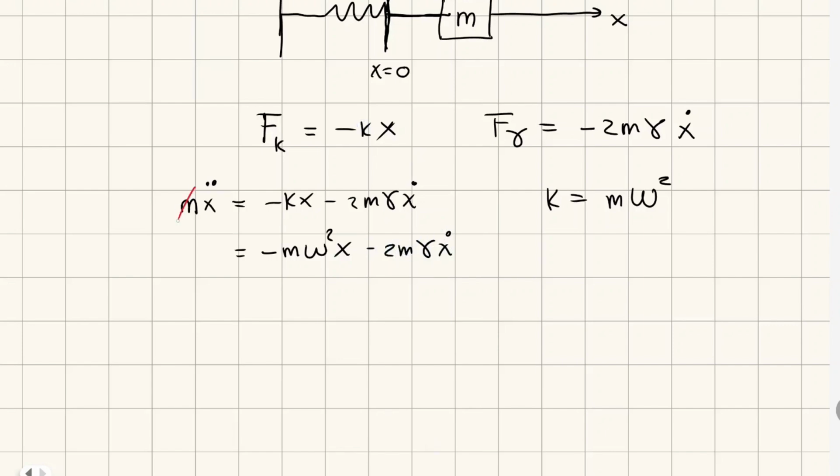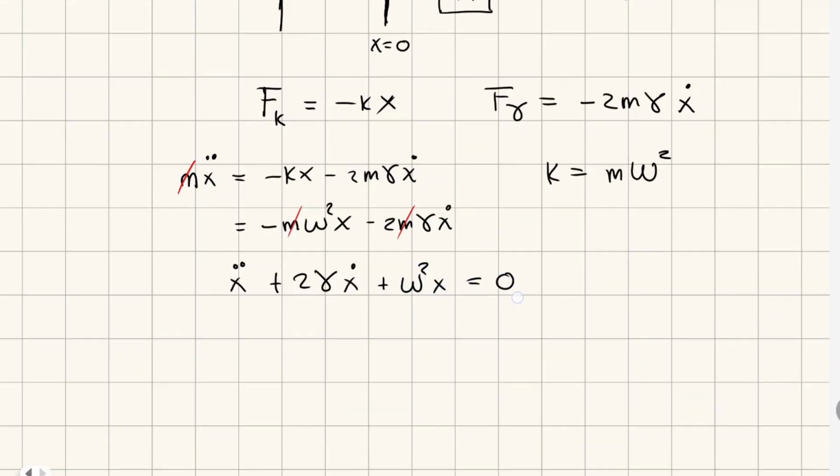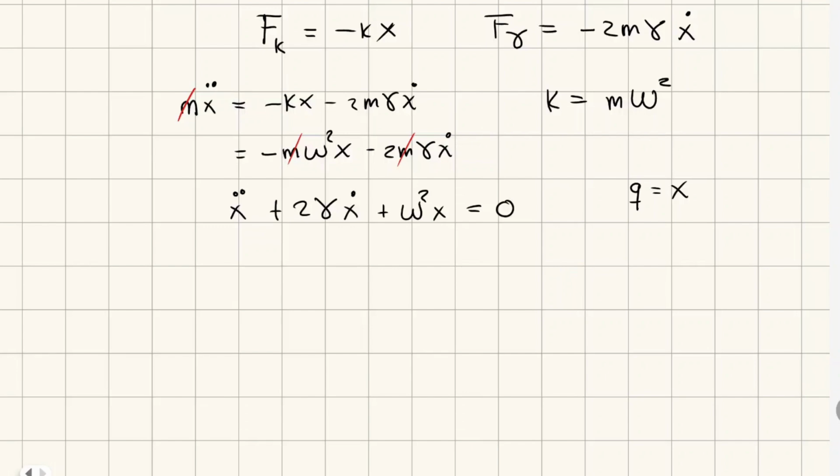And if we cancel the m's, we are going to get that x double dot plus 2 gamma x dot plus omega squared x is equal to 0. In this case, we can identify the generalized coordinate x, and we are going to name it q. So an equivalent differential equation will be q double dot plus 2 gamma q dot plus omega squared q equals 0.